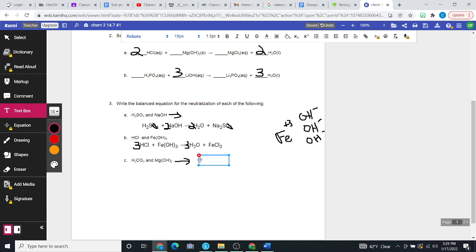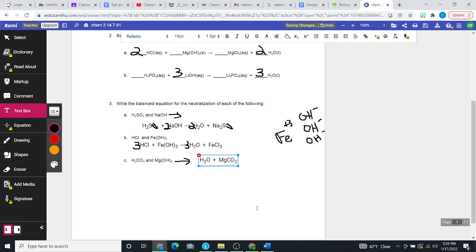Okay, so the products of this, it's an acid and a base again, so it's going to be H2O plus, am I still subscript? I am. Plus MgCO3. And it's a +2 and a -2, so I don't need any subscripts.